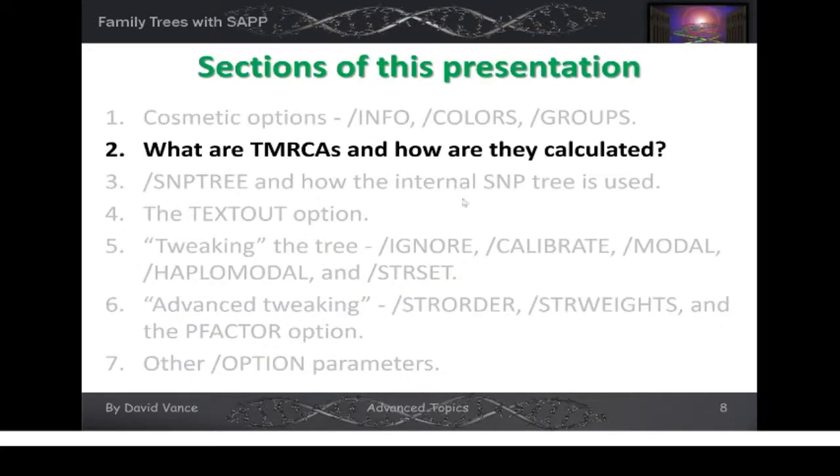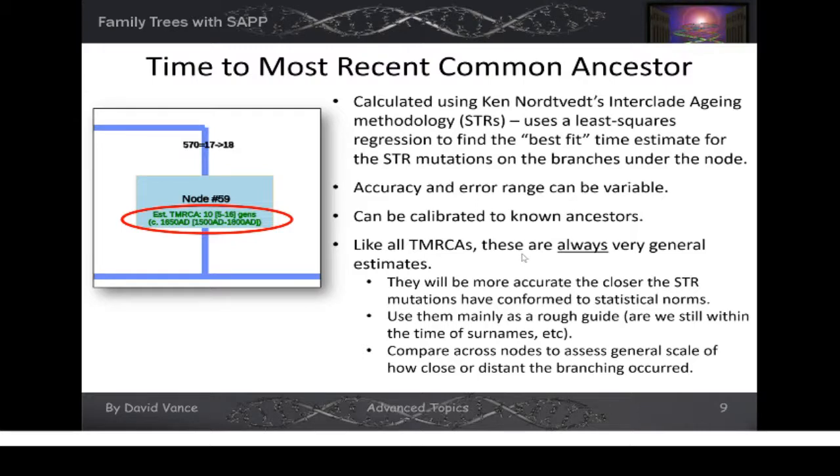Let's move on to TMRCAs and how they're calculated. Now, TMRCA stands for Time to Most Recent Common Ancestor. It's a common acronym within the genealogy community to talk about the estimated time that a group of kits will branch back into their common ancestor. Obviously, any two kits will have a common ancestor. The TMRCA of any group of kits is their common ancestor, the one person that they all report back to when you move back up the phylogenetic tree.